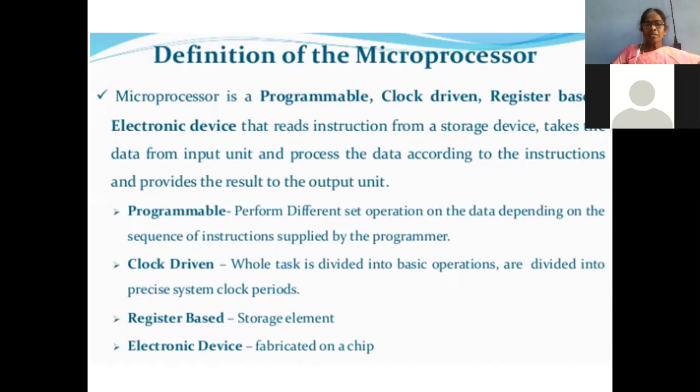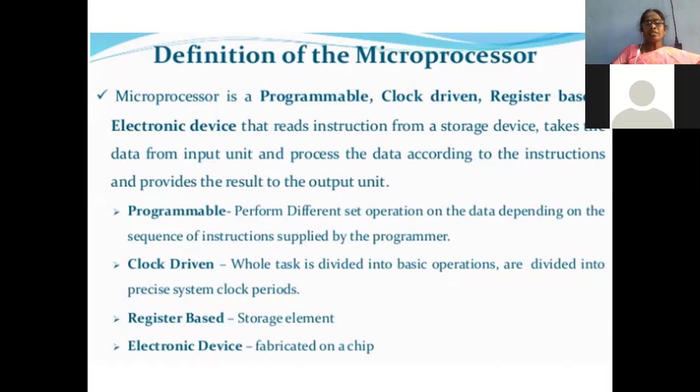That will be decided by the external clock used in the microprocessor. In order to generate a clock, we use a crystal oscillator. According to the clock frequency, the execution of the operation will happen. If we use a high clock frequency, the execution of operations is very fast. If you use a low frequency, the speed of execution will be correspondingly lower. Right. So this is clock driven.